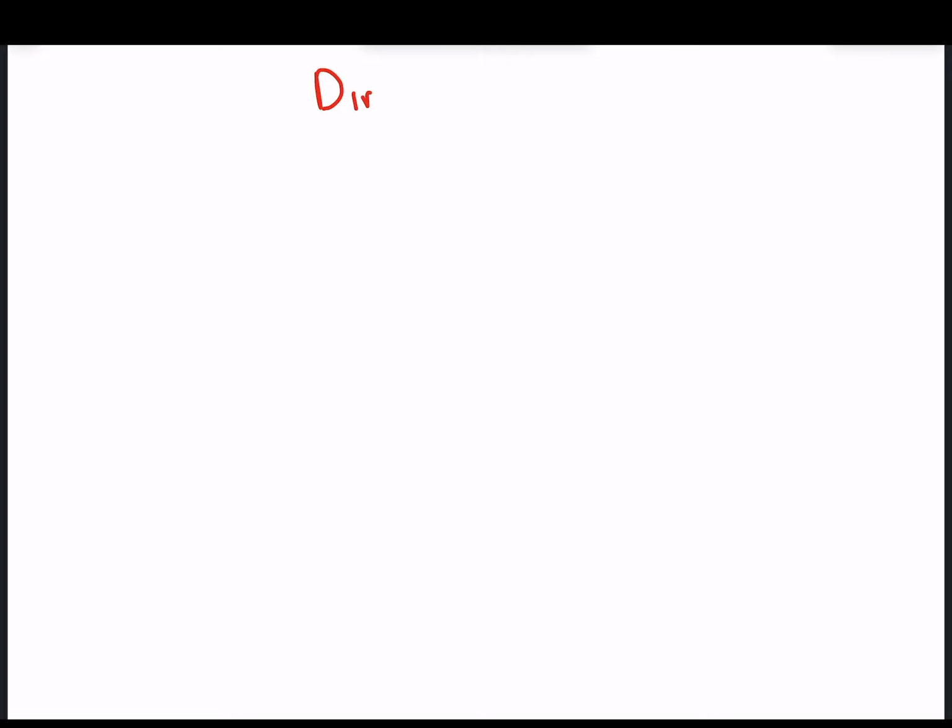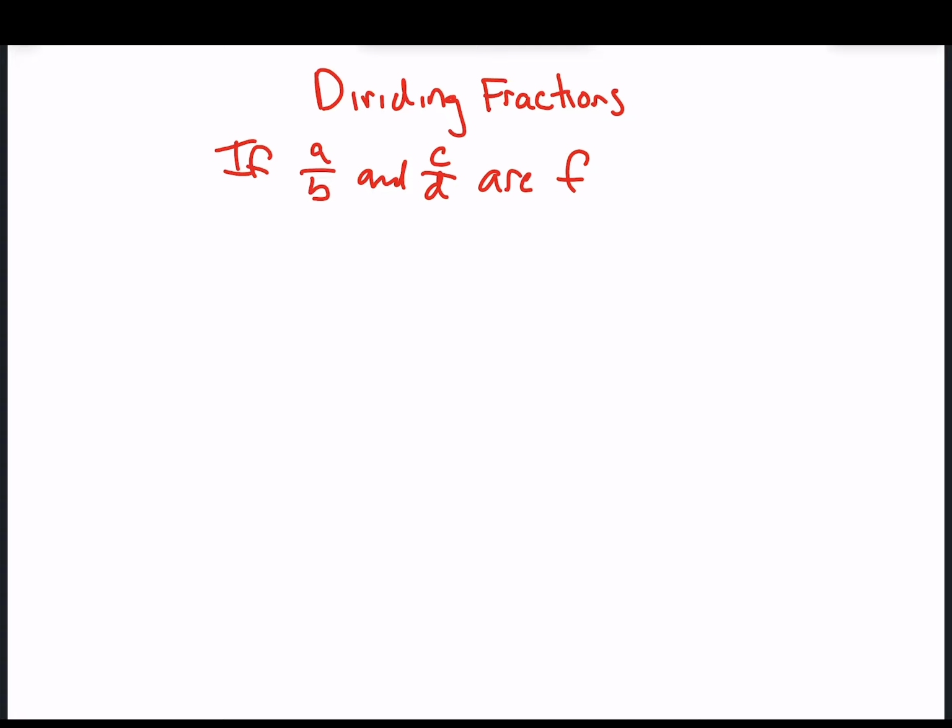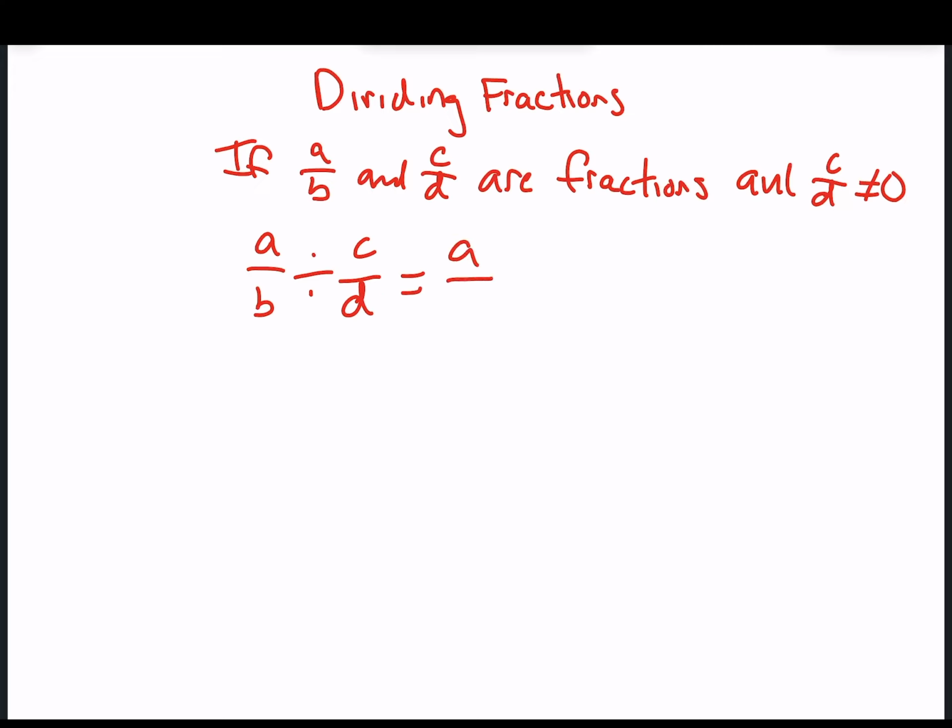Okay, dividing fractions. So if A over B and C over D are fractions, and C over D is not equal to 0, then A over B divided by C over D is the same as A over B times D over C.